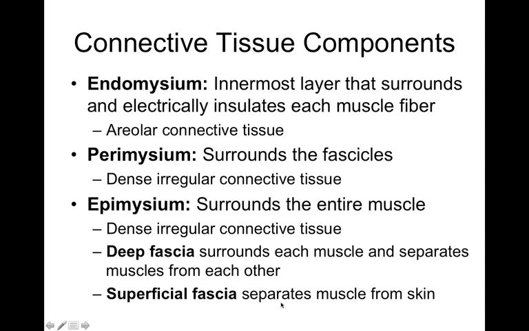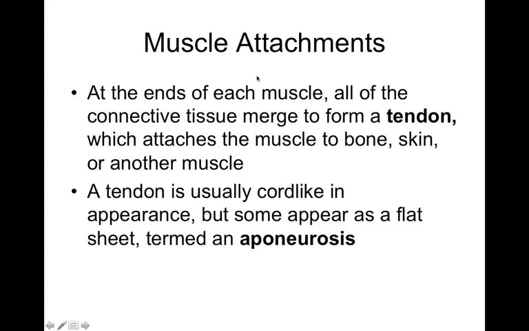Superficial fascia is what helps anchor skin to bone, and then between muscle. I'm sorry, did I say skin to bone? I meant skin to muscle. And then between muscle, you have deep fascia. So muscle attachments include things like tendons, and by definition, a tendon is what helps connect muscle to bone.